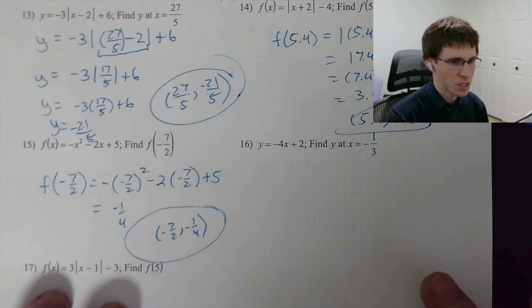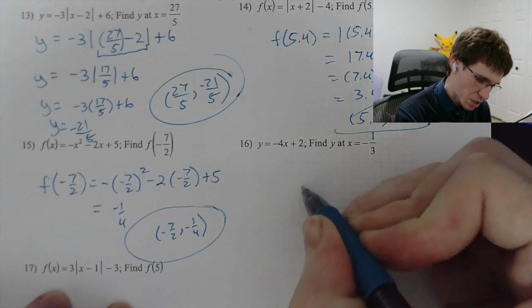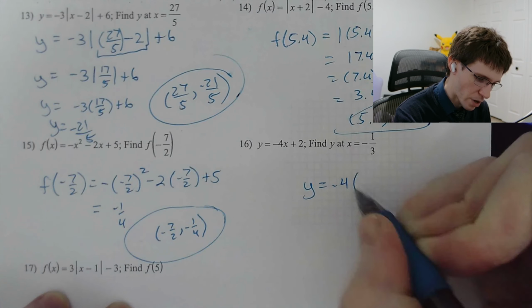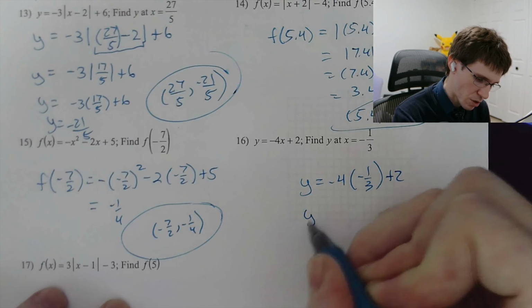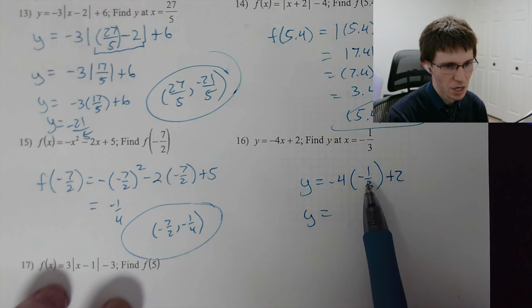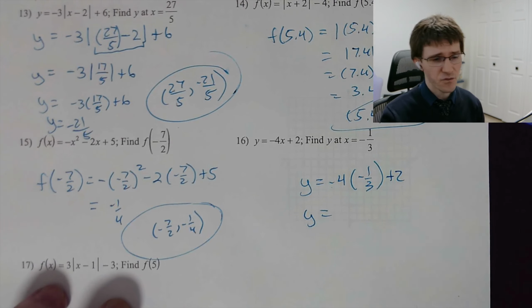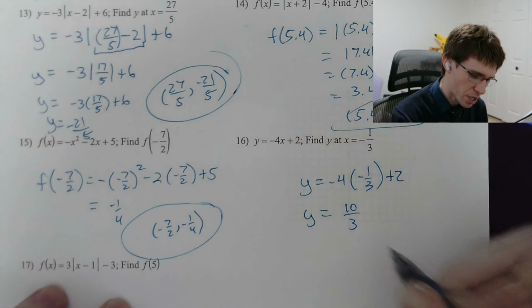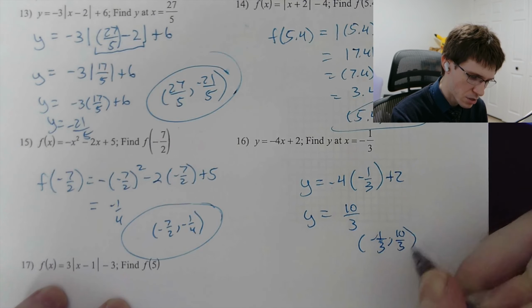We're doing y is equal to negative 4x plus 2, and you're plugging in negative 1/3. So y is equal to negative 4, parentheses, negative 1 over 3, end parentheses, plus 2. This one is easy enough to do in your head. Negative 4 times negative 1/3 is 4/3. 4/3 plus 2 is the same thing as 4 plus 6 over 3. 4 plus 6 is 10 over 3. Beautiful. You get negative 1/3, comma, 10/3. Boom. Moving on to the next question.